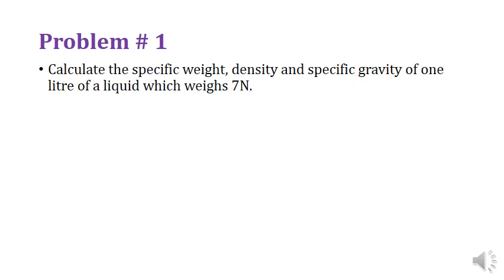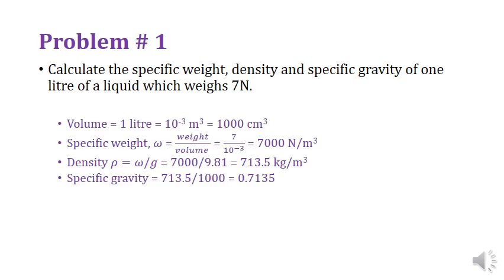So starting with problem number 1, we have the statement first of all. Calculate the specific weight, density and specific gravity of 1 liter of a liquid which weighs 7 Newton. What input data is given? Only one, that is the weight of the fluid, 7 newtons. The volume of the liquid is also given, that is 1 liter, in the statement you can see. So first of all, just write the input data after starting the solution. Your input data is the volume, 1 liter.